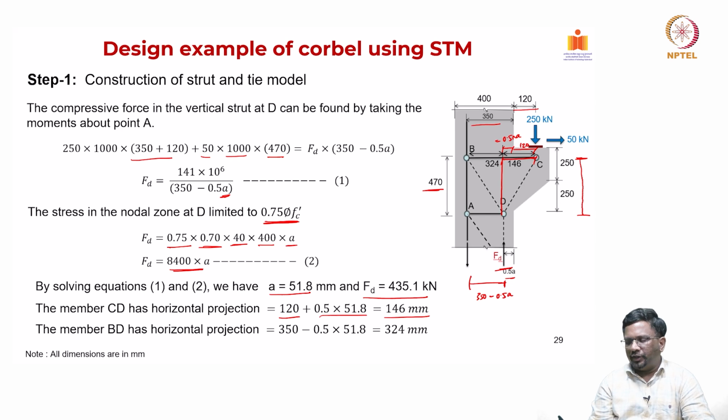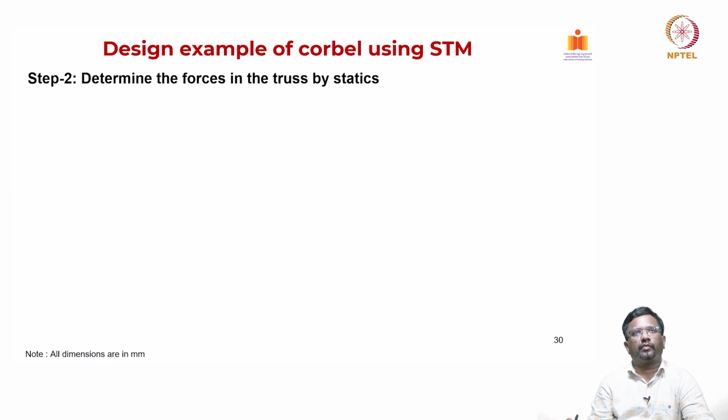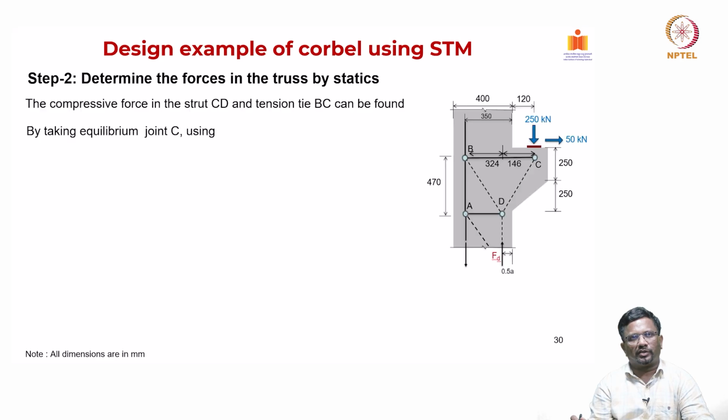Similarly, member BD, when you look at it, this distance is going to be basically 350 minus half of 51.8, which is 324 millimeter. So, this distance is 324 millimeter. Now, we have found out what is A and what are the forces. Now, let us look at the forces in the truss by statics.